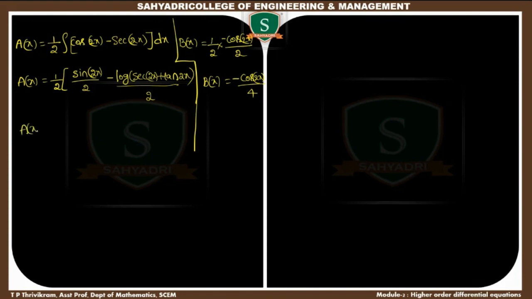So a of x is equal to, you can take 1 by 2 common, you'll get 1 by 4 sine 2x, okay, minus log of secant 2x plus tan 2x. And b of x is equal to minus cos 2x divided by 4.